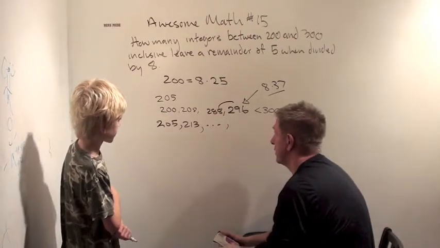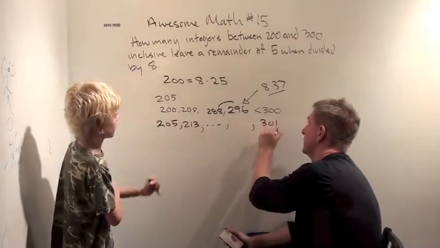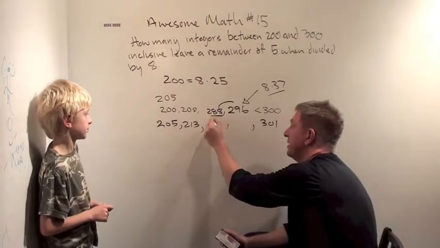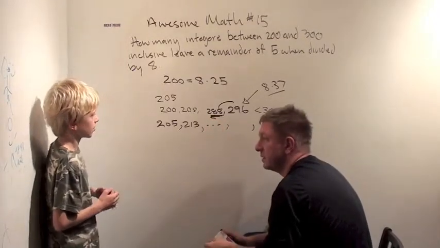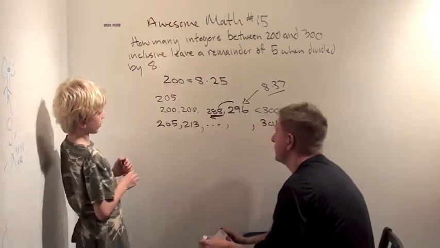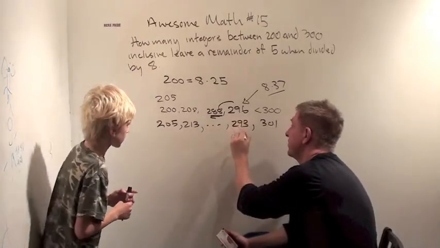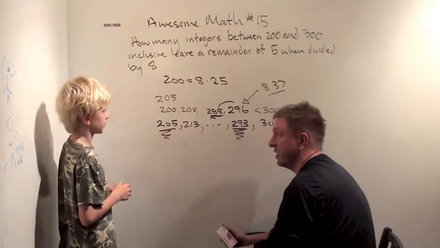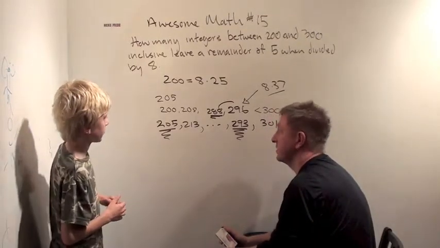Now we have to figure out how many. When we add 5 to 288, what would we get? Well, we would get 293. There we go. So there's our last one that leaves a remainder of 5, and there's our first one. And we just have to figure out how many numbers are on that list.